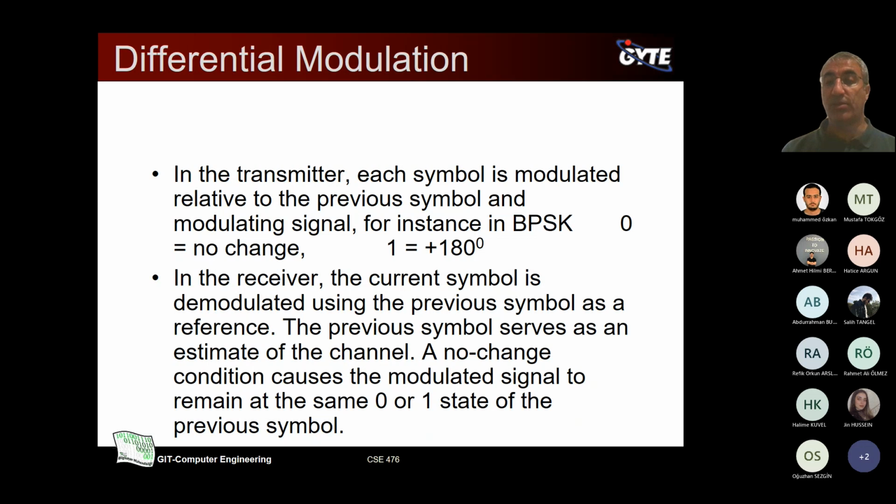The current symbol is demodulated using the previous symbol as a reference, because in order to demodulate the current symbol, you need to know the previous symbol as a reference. And the previous symbol, in this case, serves as an estimate of the channel. So if there is no change, then the modulated signal remains at the same 0 or 1 state of the previous symbol.